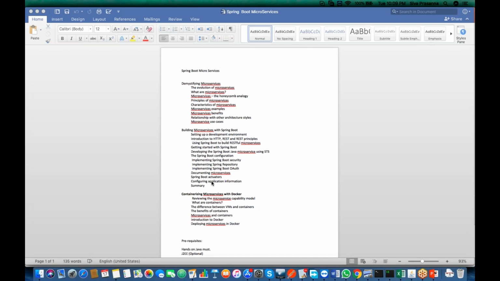You should be able to scale up and scale down as per whatever incoming volume of data or incoming volume of requests. That is the reason why we are ending with Docker, because once you build your service, you need to know how to package it.